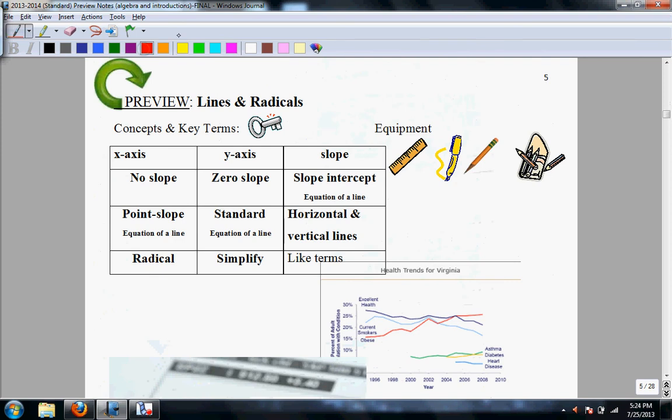Okay, today we're going to talk about lines and radicals, so two distinct subjects. I'm going to read the vocabulary words. I'd like you to check them off as I read them. By the end of today's lesson, you're going to be more familiar with the x and y axis, the concept of slope, no slope, and zero slope. Be very careful. These are not the same thing. That's a not equal sign. The slope-intercept equation of a line, point-slope equation of a line, the standard equation of a line, horizontal and vertical lines, what are their equations, radicals, and simplifying.